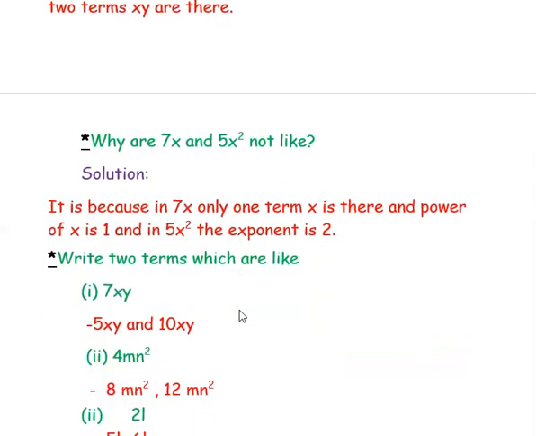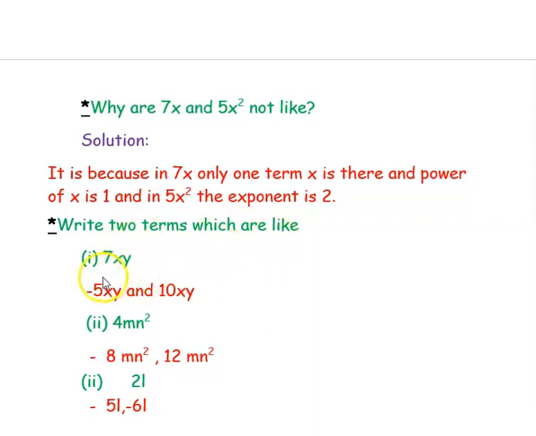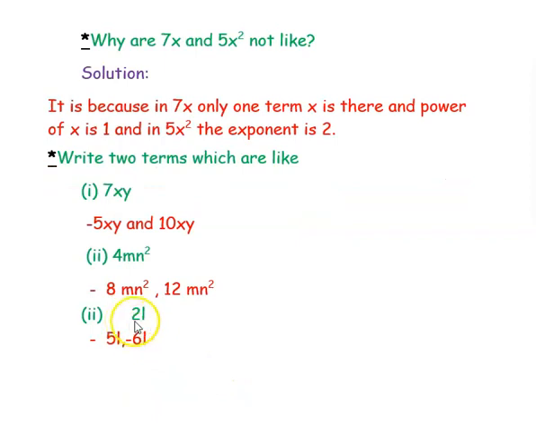Next example is: write two terms which are like 7xy. Whatever may be the number, this one should have the variables x and y. So minus 5xy and 10xy. Next one is 4mn square. So you should have m and n square. So negative 8mn square and 12mn square. Next is 2l. So we need l terms: 5l and then minus 6l. These are all like terms.